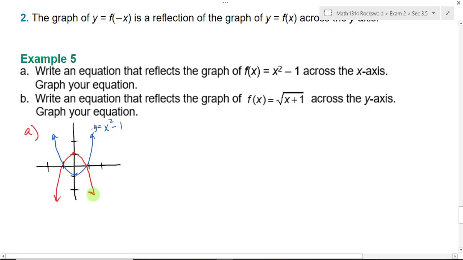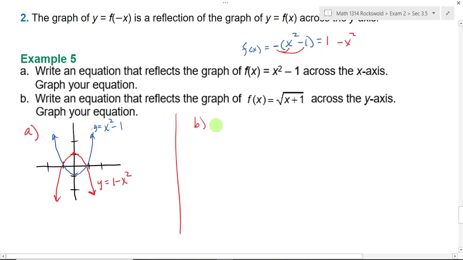But how would I express this function? Well, because it's a vertical shift, what I would do is I would multiply this function by a negative 1. And when I do that, I can distribute that negative, and that means that I have a negative x squared and a positive 1. So this graph is actually y equals 1 minus x squared. To have a reflection across the x-axis, you need to multiply the entire function by negative 1.